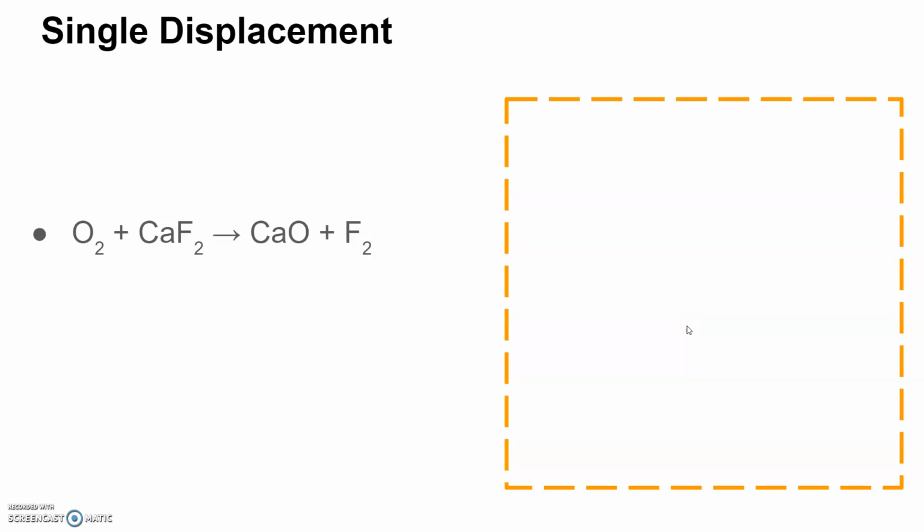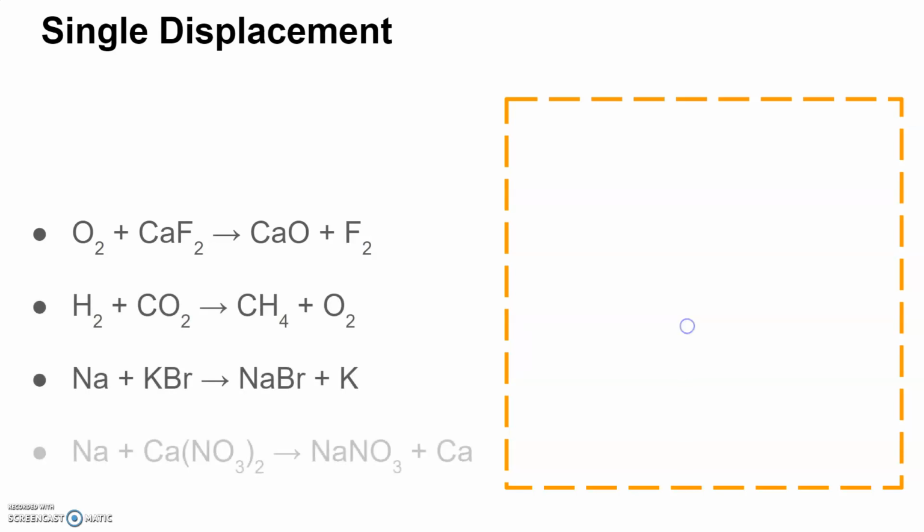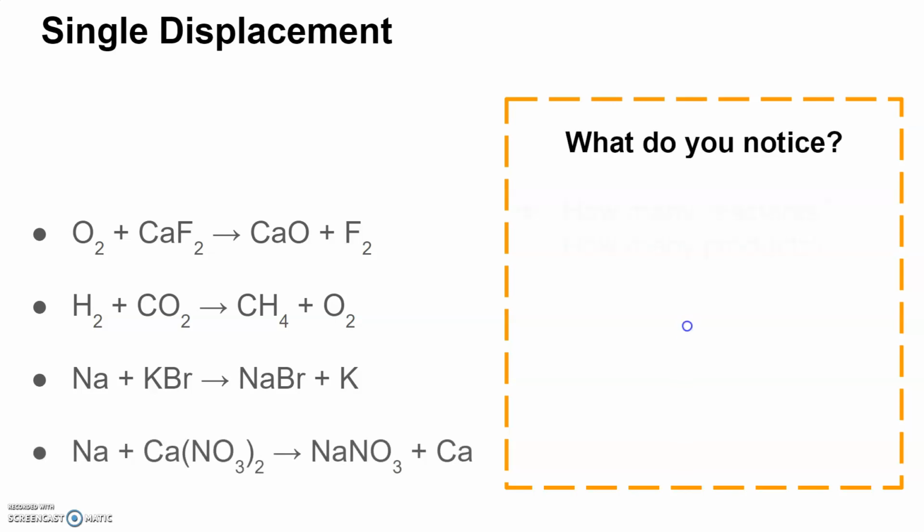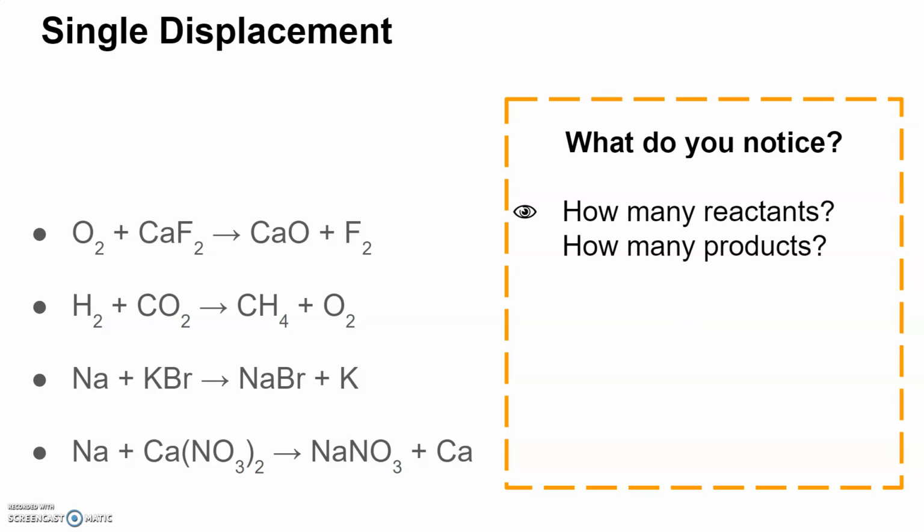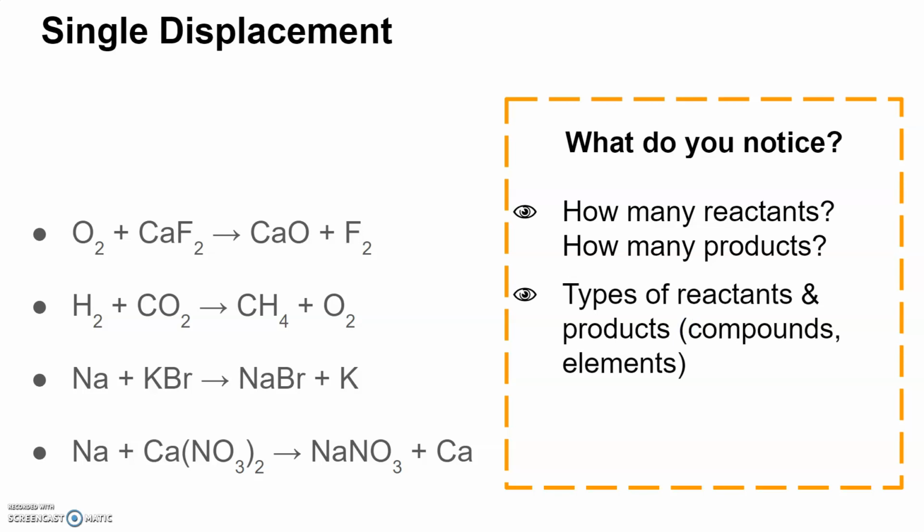So here are some examples of single displacement reactions. Before I go over the definition with you, I want you to see what you notice in these reactions. Specifically, think about how many reactants and how many products you have in each of these reactions. You want to think about the type of reactants and products that you have. Do you have compounds? Do you have elements? Do you have a mixture of both? And then what are the atoms doing in this reaction? If you want, you can pause the video now and just think about what you notice about these reactions.